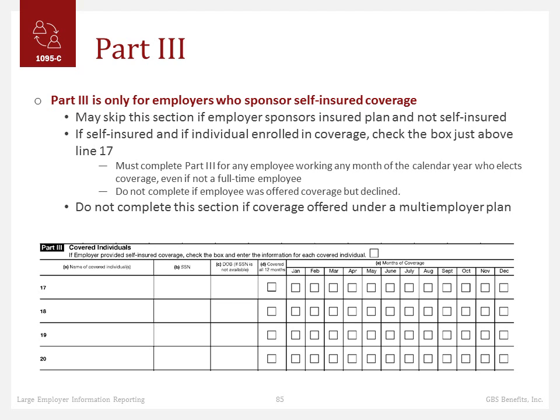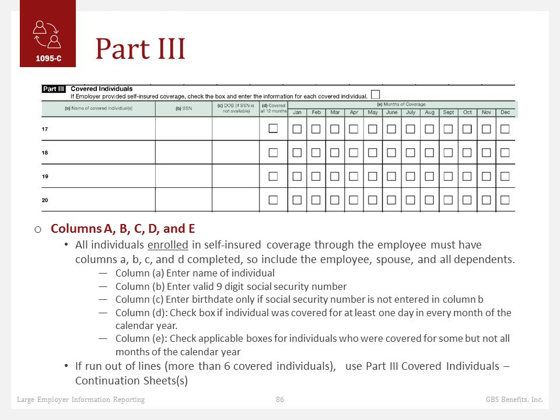You must complete Part 3 for any employee working any month of the calendar year who elects coverage, even if not a full-time employee. In other words, if you sponsor a self-funded plan and you offer coverage to more than full-time employees, you need to report on them as well here. If it's a part-time employee and you offered coverage and they enrolled, you've got to complete the form for them. Do not complete this section if coverage is offered under a multi-employer plan. That's not most of you, but I put that in.